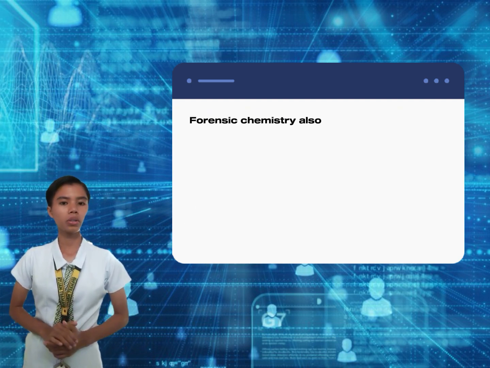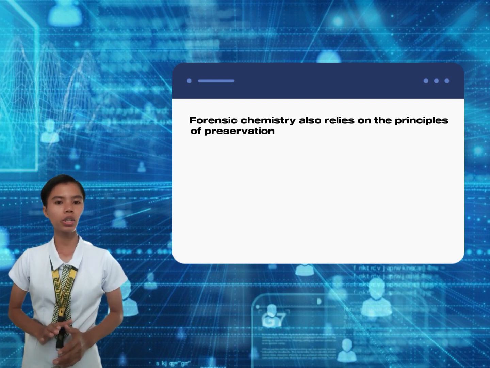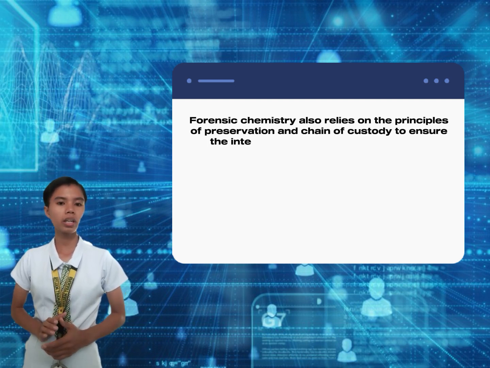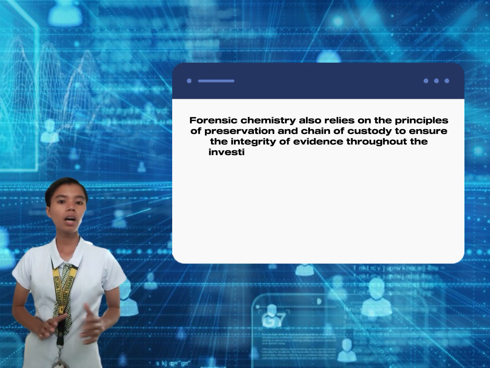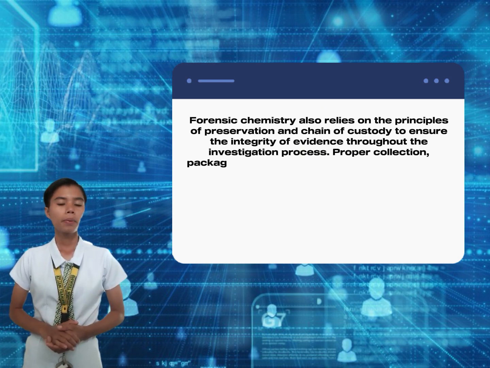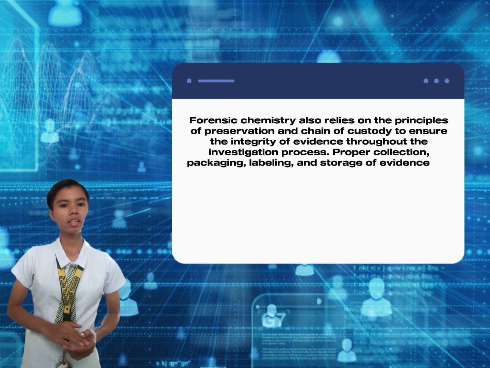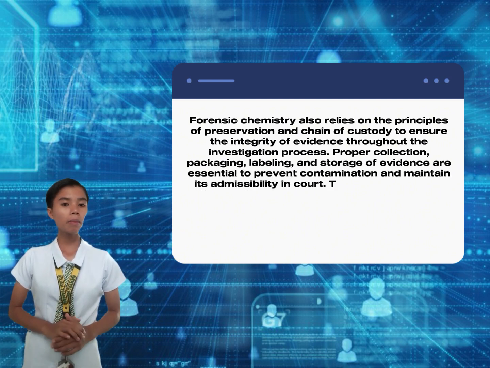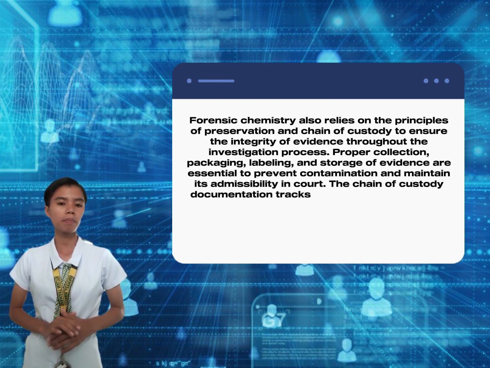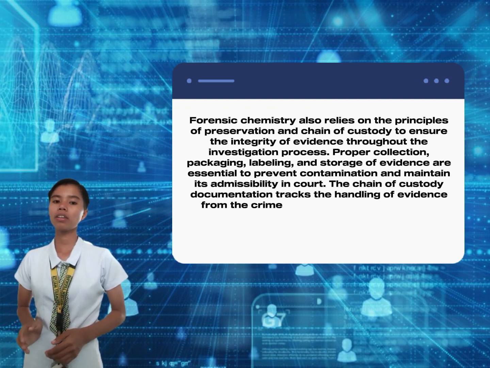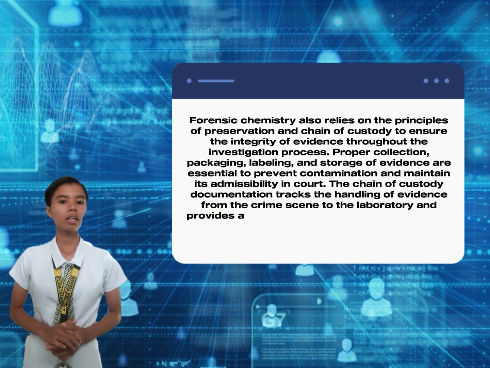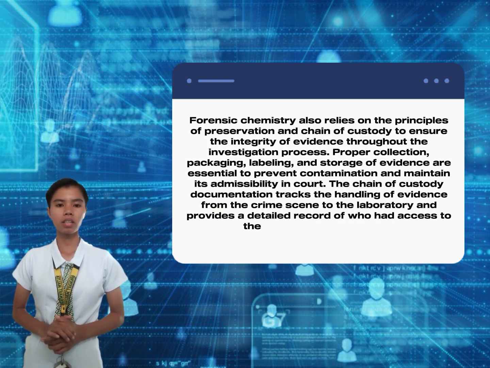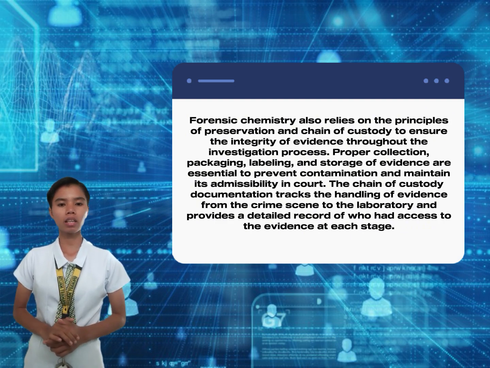Forensic chemistry also relies on the principles of preservation and chain of custody to ensure the integrity of evidence throughout the investigation process. Proper collection, packaging, labeling, and storage of evidence are essential to prevent contamination and to maintain its admissibility in court. The chain of custody documentation tracks the handling of evidence from the crime scene to the laboratory and provides a detailed record of who had access to the evidence at each stage.